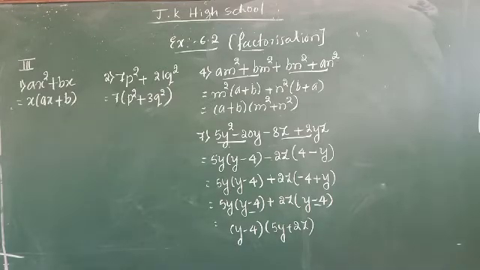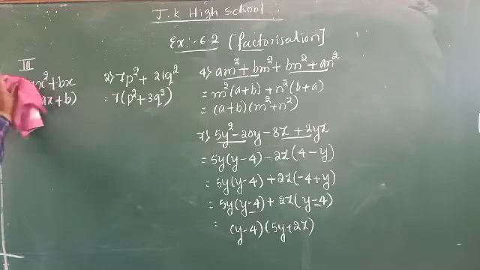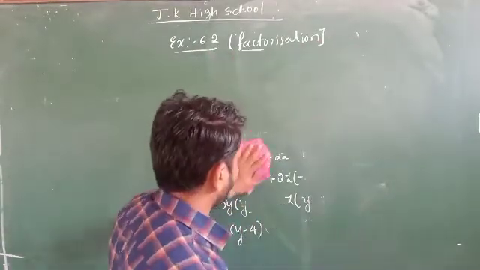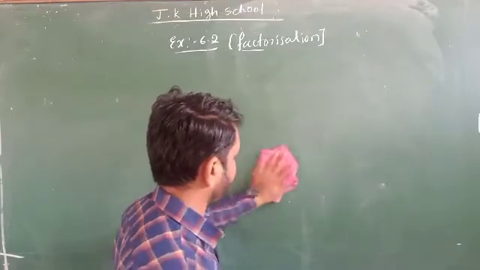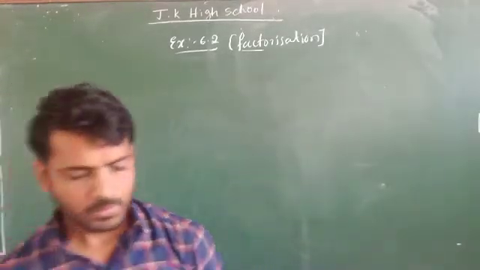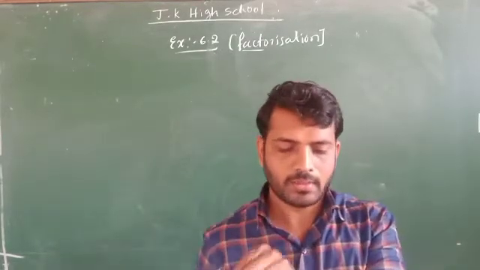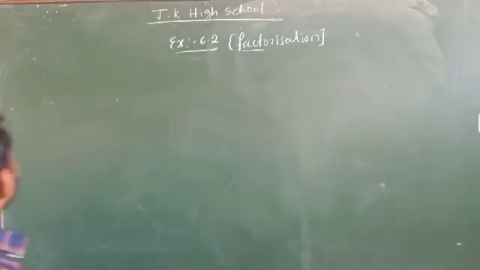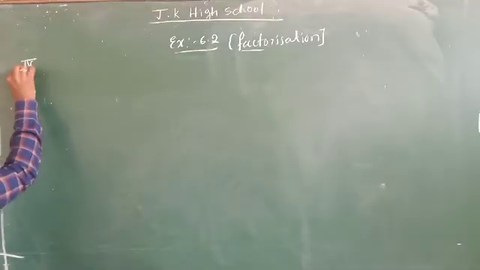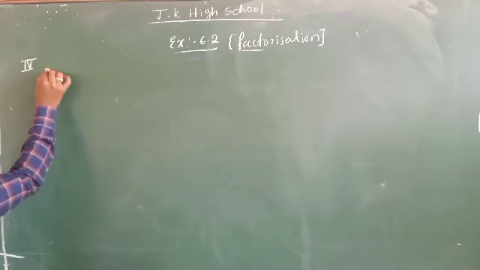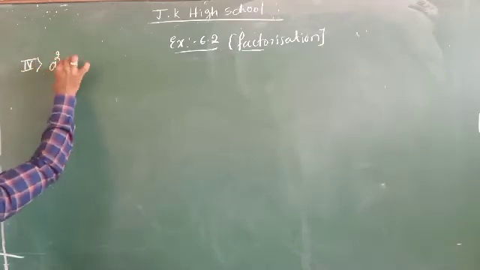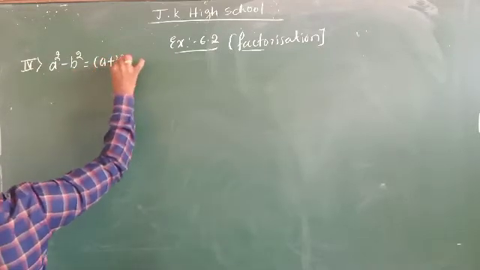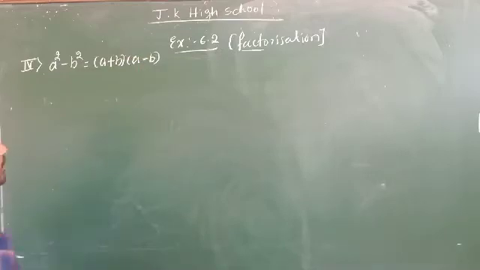Okay children, next we will go to the question number 4th main. Factorize. Okay. The 4th main also depends upon the formula. What is that? a square minus b square equals a plus b into a minus b. I'll tell you how to use the formula.